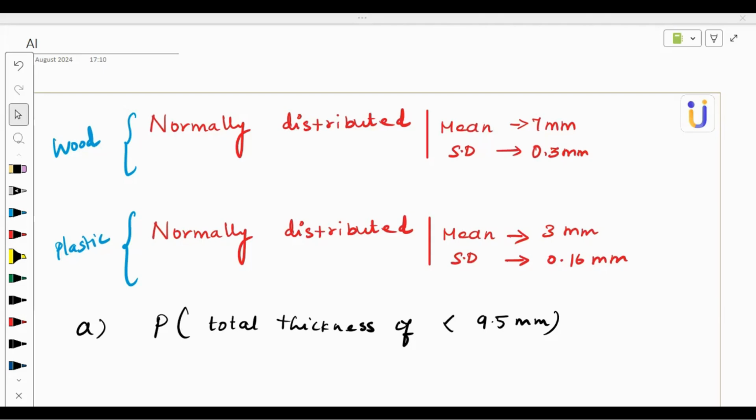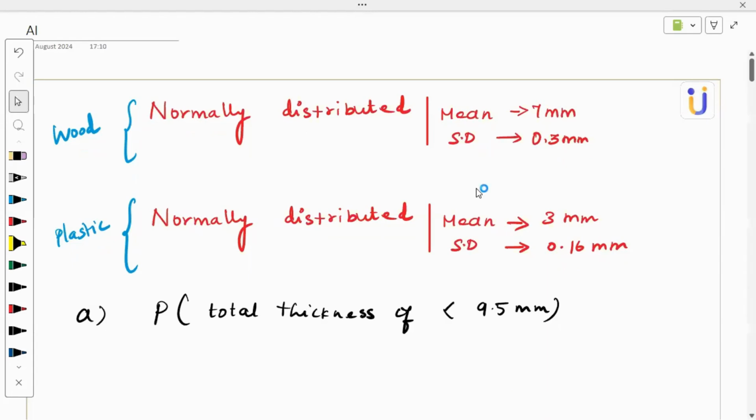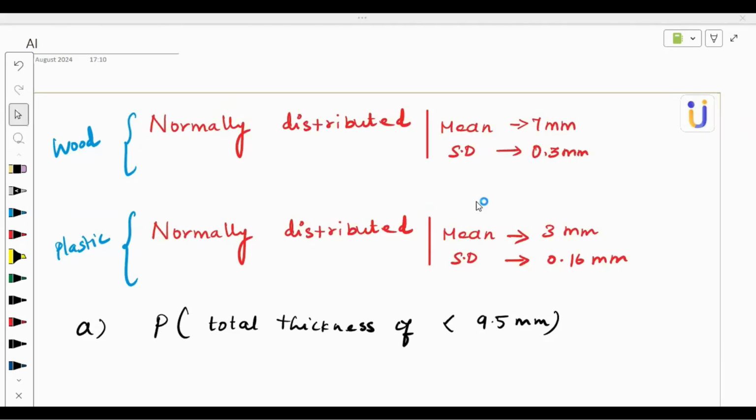A company makes doors for kitchen cupboards from two layers. The inside layer is wood, and its thickness is normally distributed with mean 7 millimeter and a standard deviation. The other layer is plastic, which is the outside layer, and its thickness is normally distributed with mean 3 millimeter and standard deviation 0.16 millimeter. Now, the first question, for 5 marks: find the probability that a randomly chosen door has a total thickness of less than 9.5 millimeter.